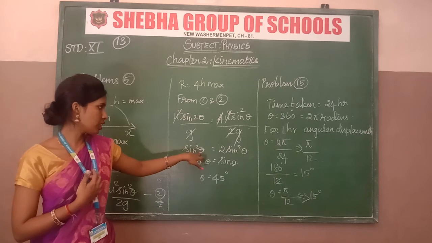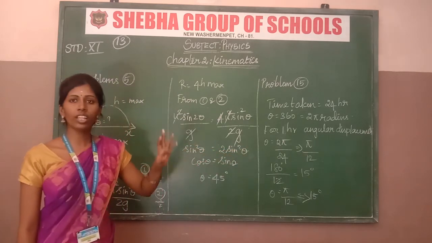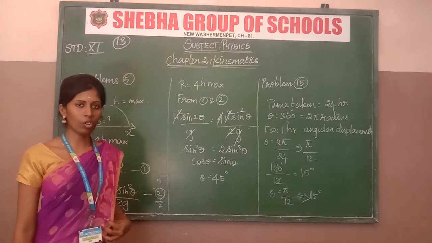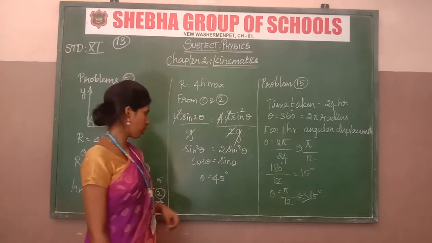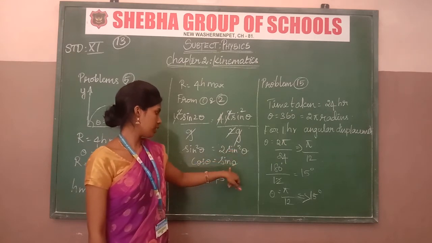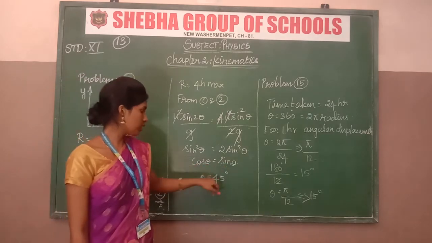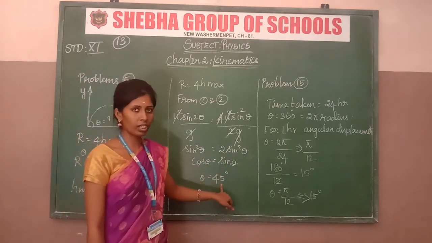So, next is sin square theta is equal to 2 sin square theta. Finally, sin square theta will be taken as cos theta, transferred into trigonometric form. So cos theta is equal to 2 sin theta, which will be changed into sin theta. So sin minus cos is equal to 1. So the theta is an angle of 45 degrees, okay.